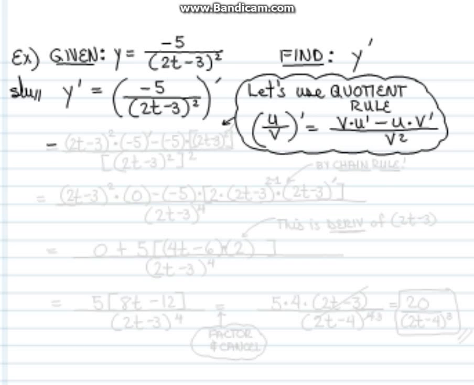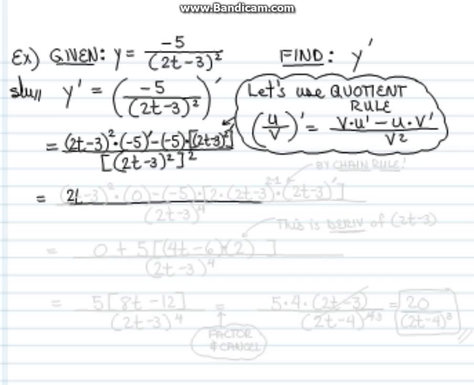Okay, quotient rule equals the bottom, (2t minus 3) squared, times the derivative of the top, which is the derivative of a constant, you know that's going to be 0, minus the top, -5, times the derivative of the bottom, (2t minus 3) squared. That one's going to be a tough one. And then the bottom squared. That's the quotient rule. Now let's evaluate these derivatives.